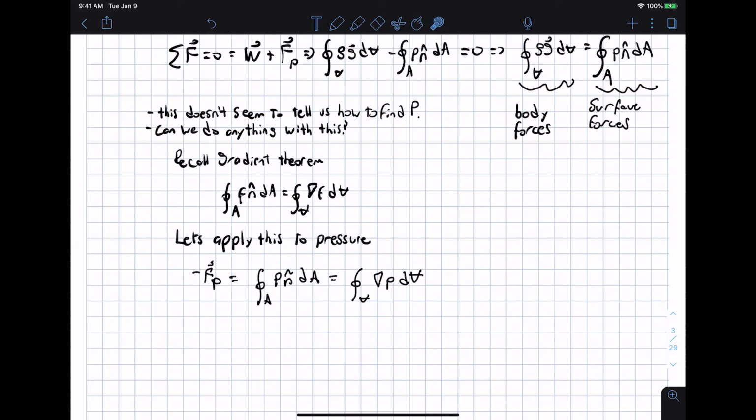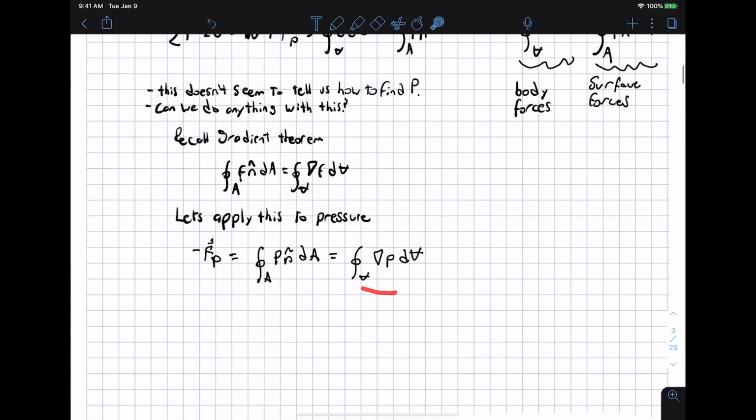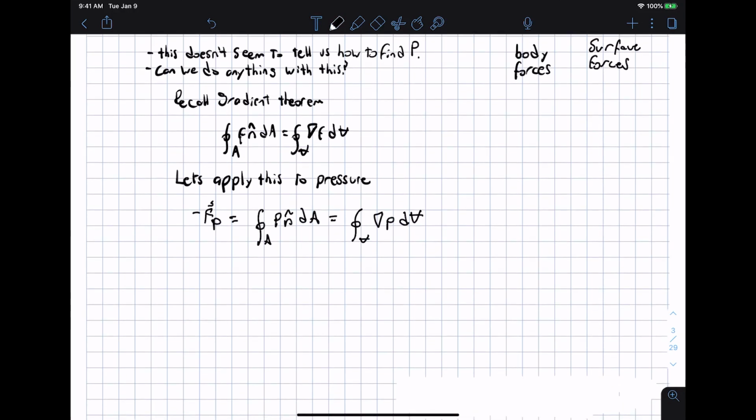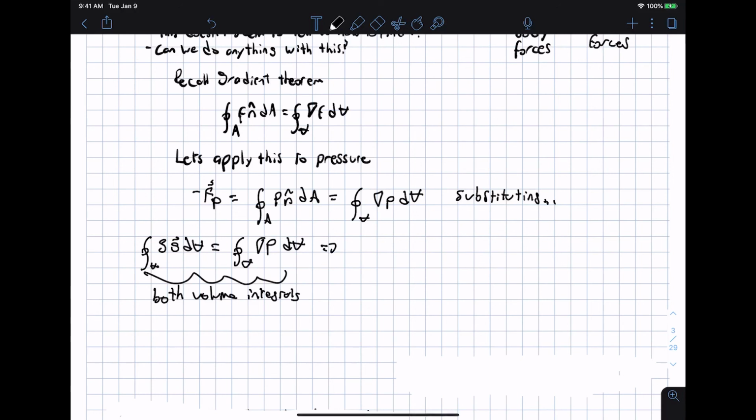Okay, so now we can use this result and substitute it into the pressure force here. We wind up with the volume integral of rho g dV equals the volume integral of grad p dV. These are both volume integrals, so we can combine them into one volume integral of (rho g minus grad p) dV is equal to 0.